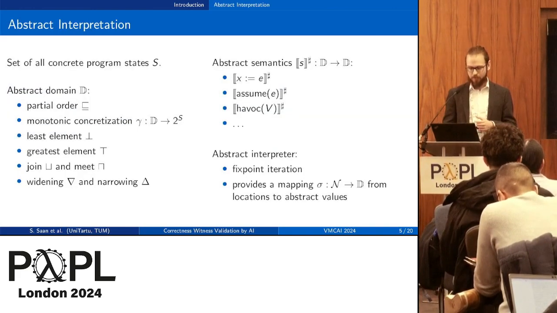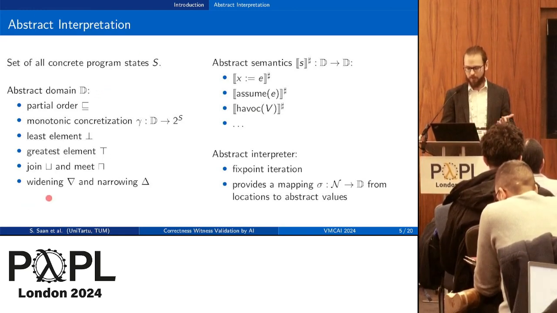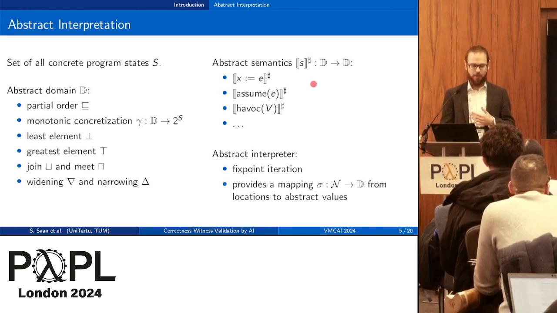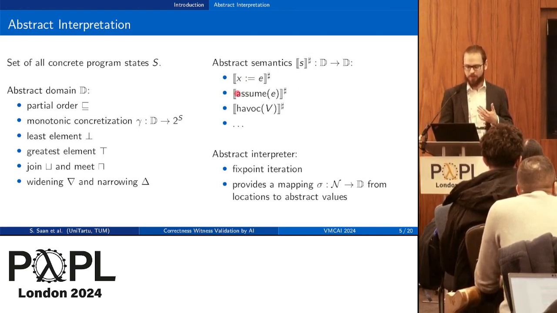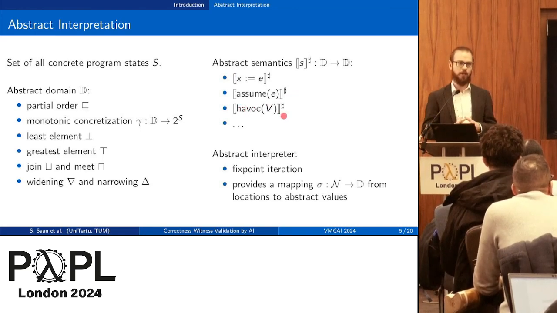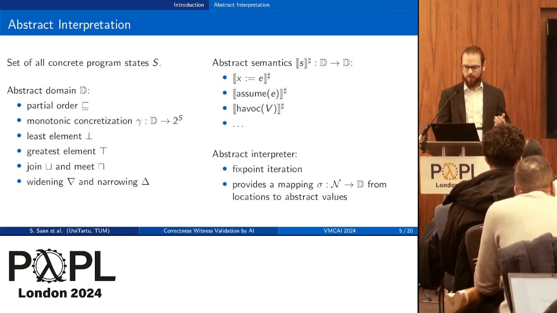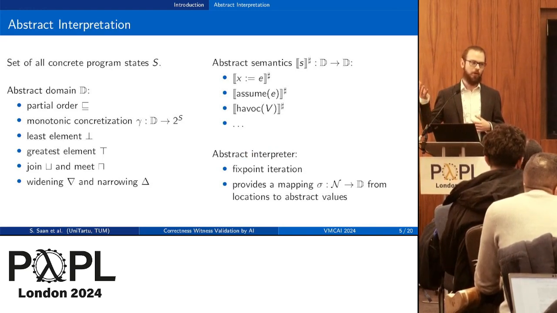So, quickly about abstract interpretation: we assume some kind of abstract domain D with all the usual suspects, widening and narrowing. We assume some abstract semantics for the primitive statements like assignments, assumes, and havocs, which non-deterministically assign a set of variables. And then an abstract interpreter combines these things, probably does some fixed point iteration, and gives us a mapping sigma from the locations to their computed abstract values.